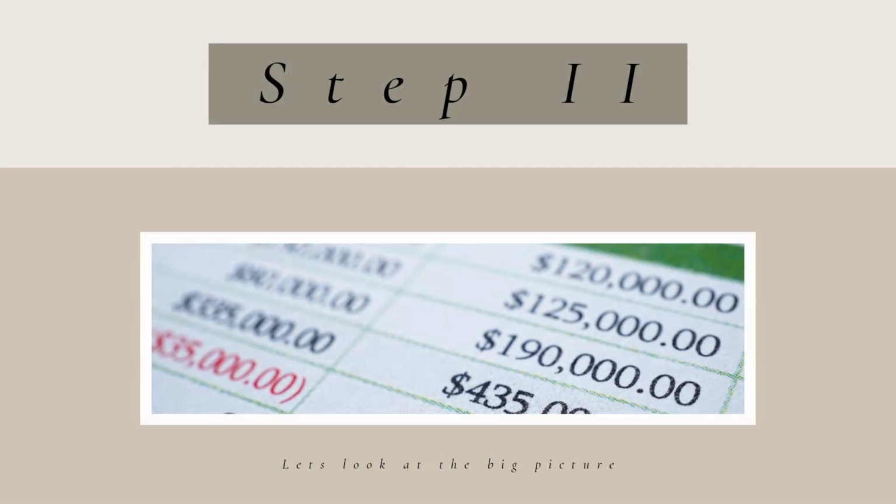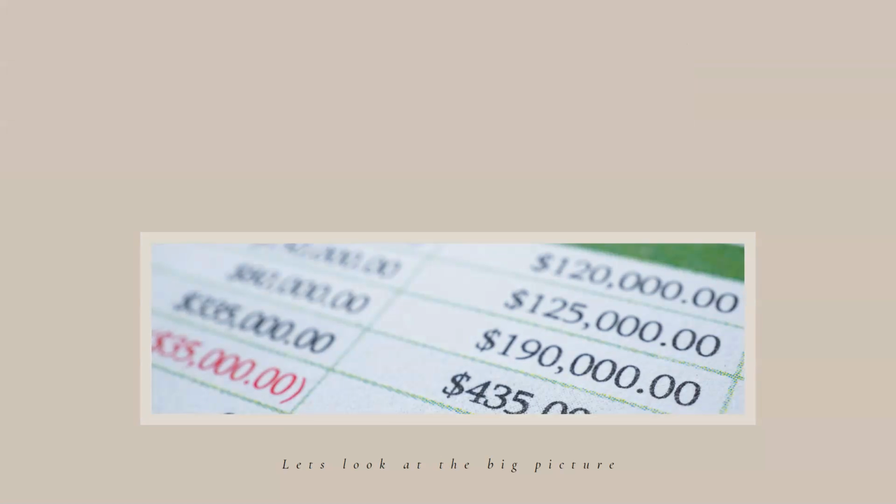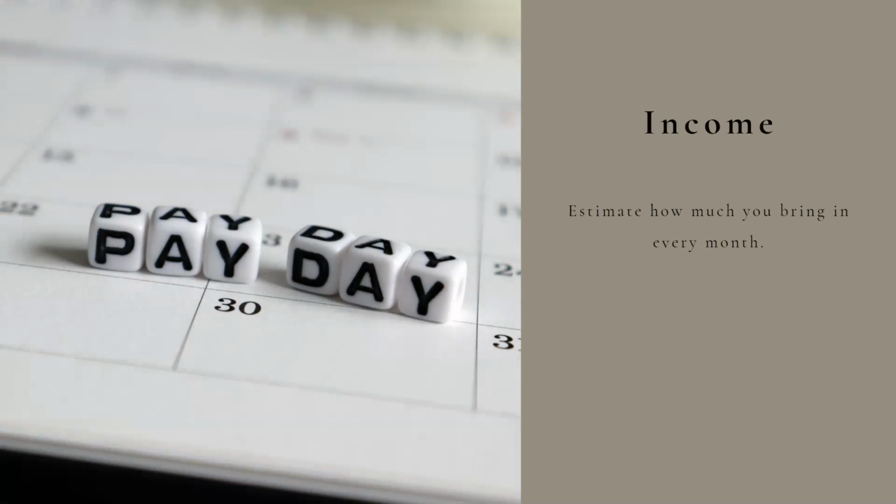So now here we are at step 2. We need to look at the big picture of an actual budget. So the first thing we want to do is figure out how much income we're bringing in every month. So basically all you need to do is go gather your paychecks from all your income sources and figure out what your actual total take-home pay after taxes and everything of that nature is that you have to spend on your expenses every month.